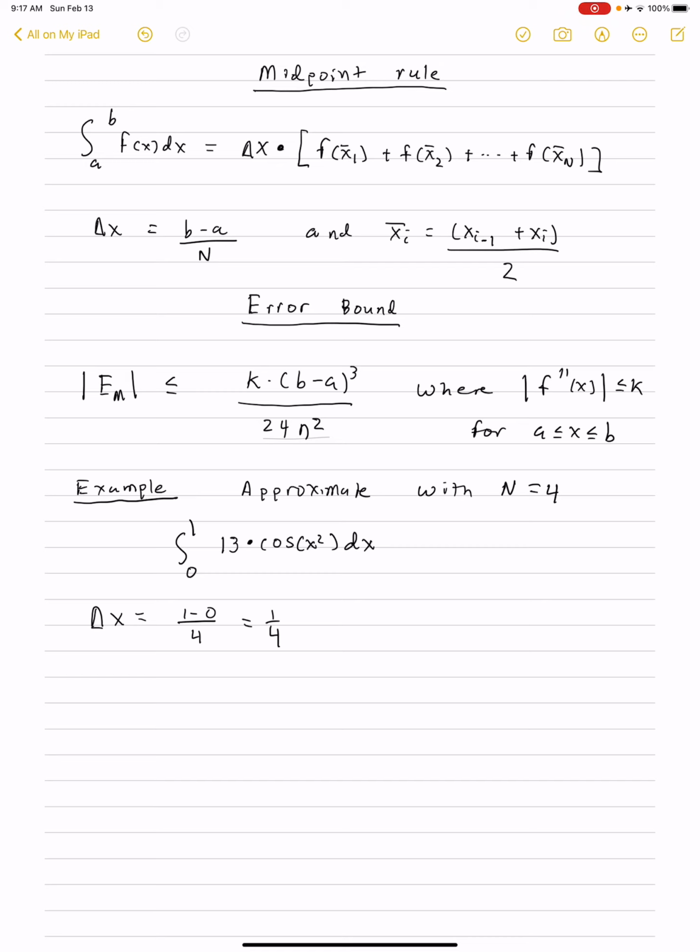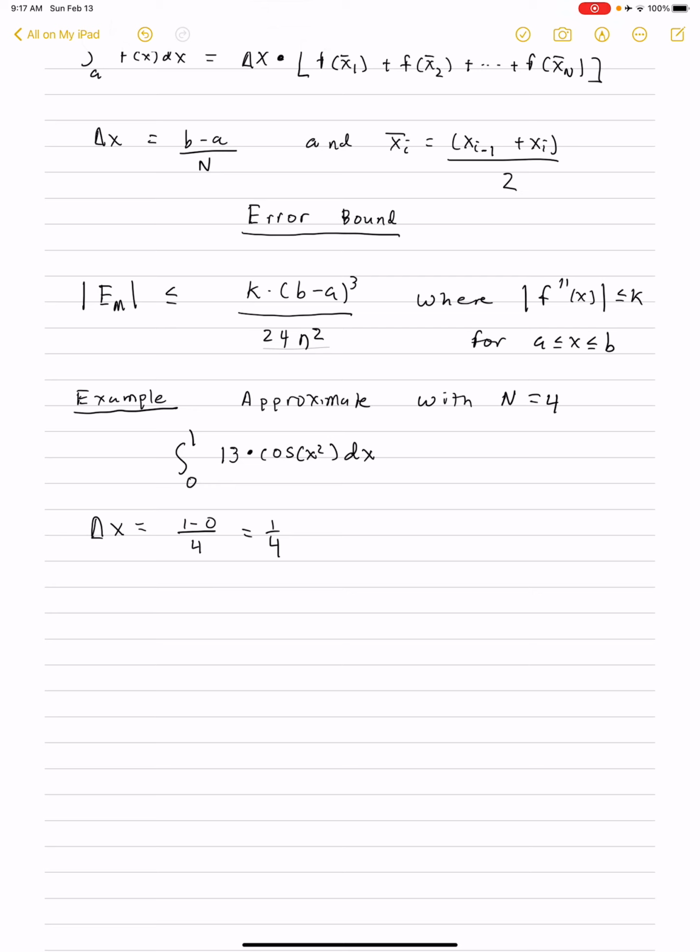Okay. And I'm going to just calculate x sub 1 bar. That's going to be the average of x sub 1 plus x sub 2. Okay. x sub 1 is just going to be 0, plus 1/4, divided by 2. So that's going to be 1/8.